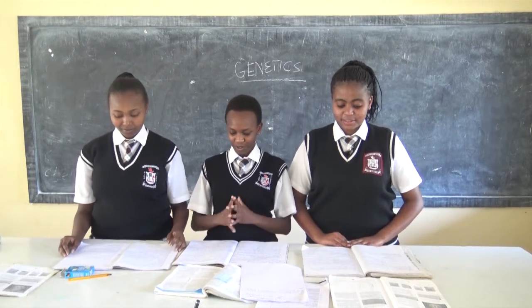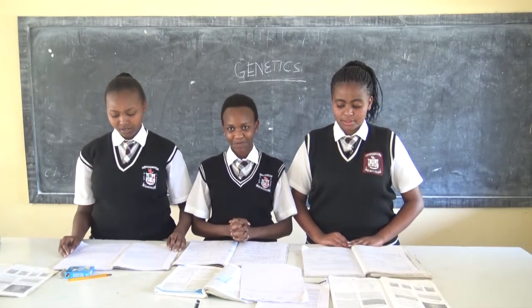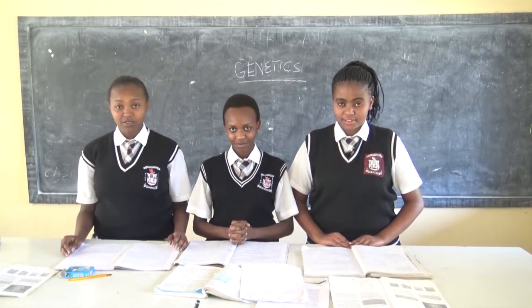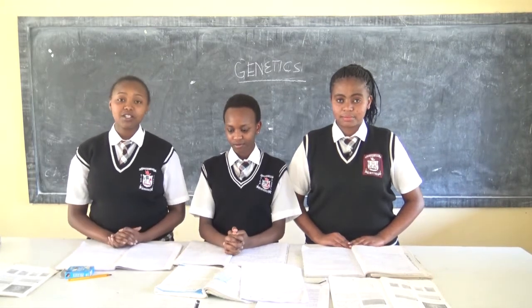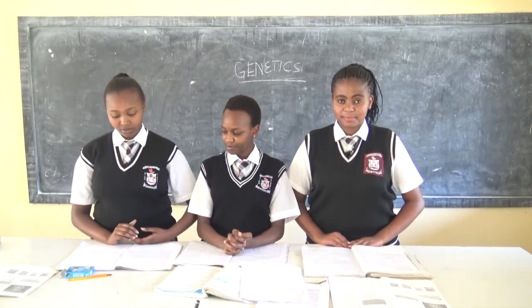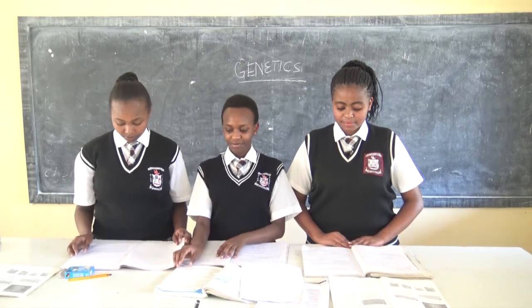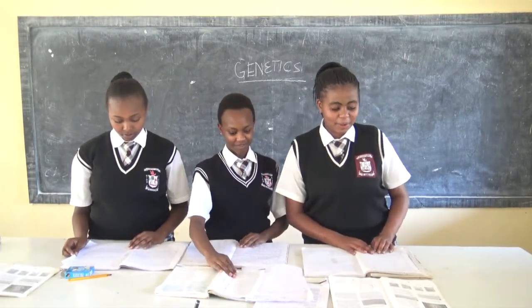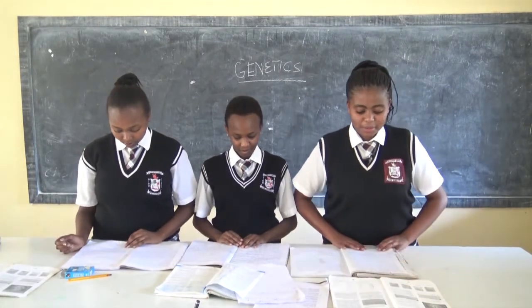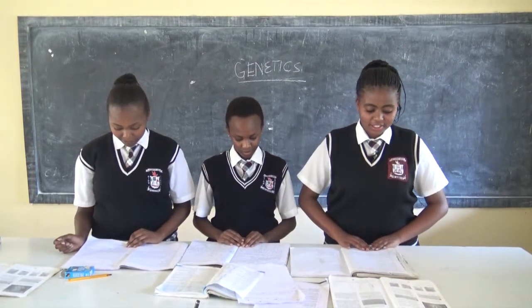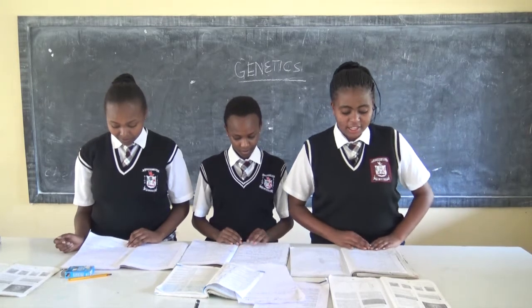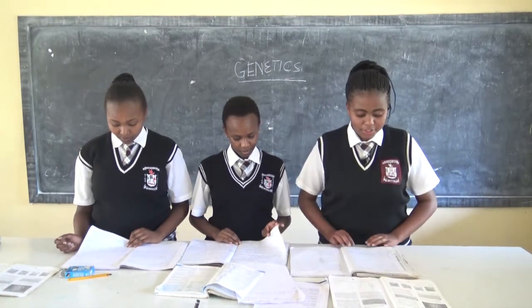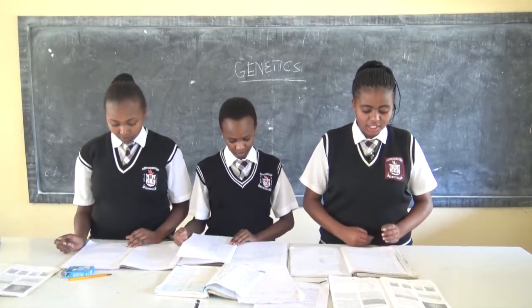We also go to DNA. We have the process of variation. We have gamete formation, crossing over, and fertilization. The chromosome. Each chromosome is made up of two strands called chromatids. Inside the chromosome, there's the gene and the DNA.